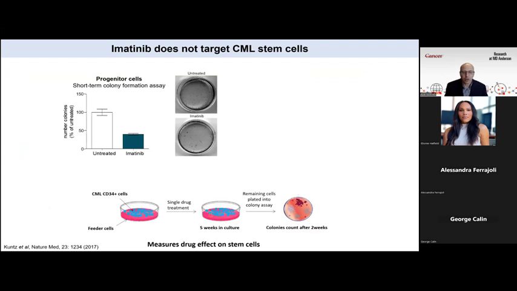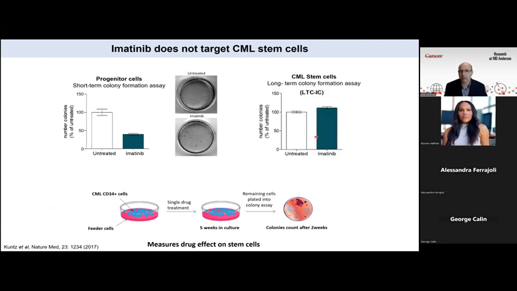However, when we did the long-term colony survival, meaning that first we treated the cells as a bulk, waited a few weeks, and then placed them in a colony assay, there was no effect, whether treated or untreated. That means the long-term colony formation is not affected by imatinib, in line with the idea that the leukemic stem cells are not affected by the tyrosine kinase inhibitor.